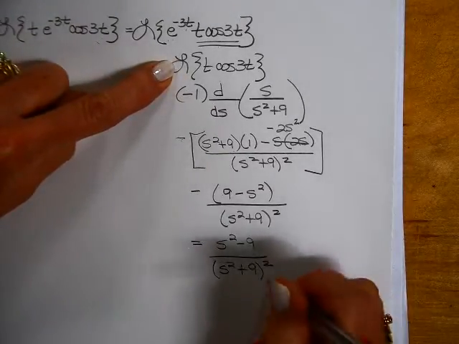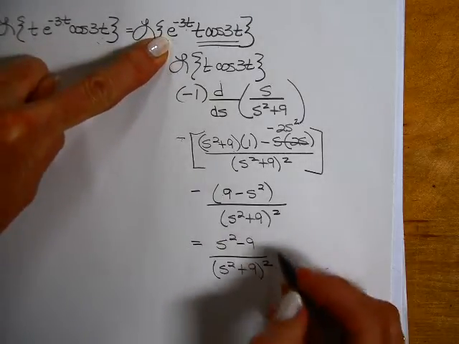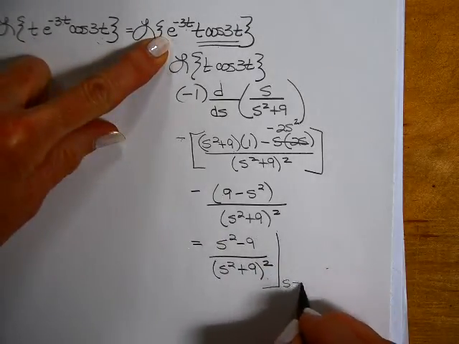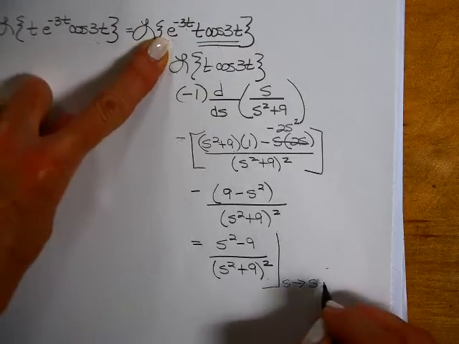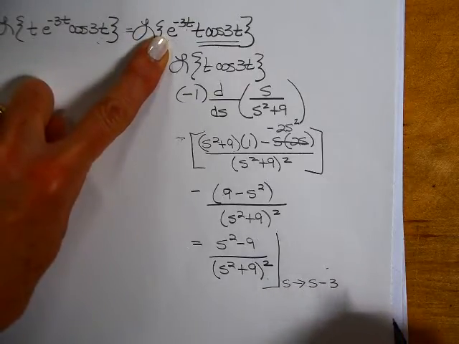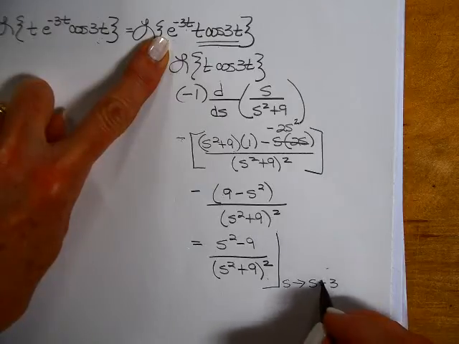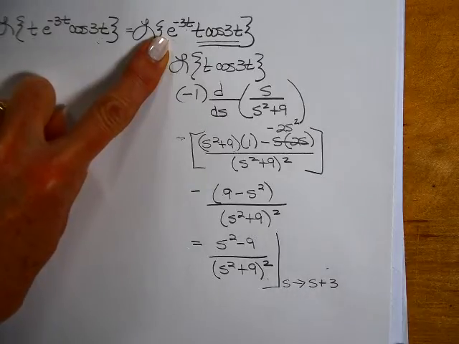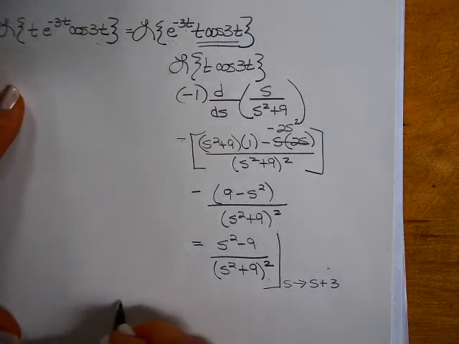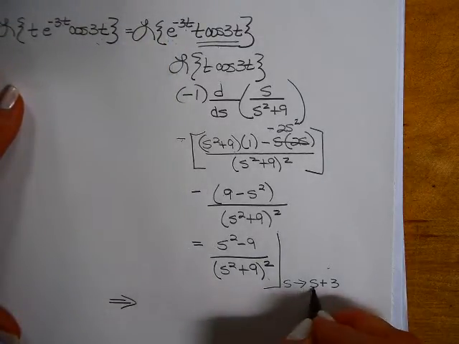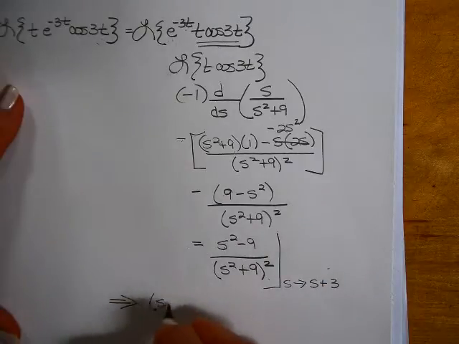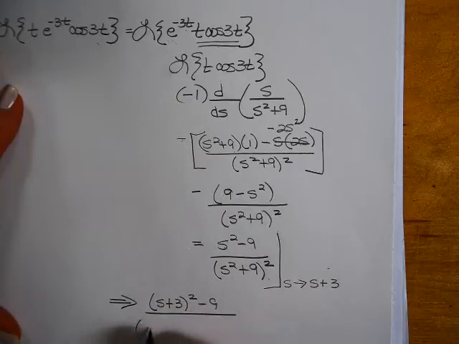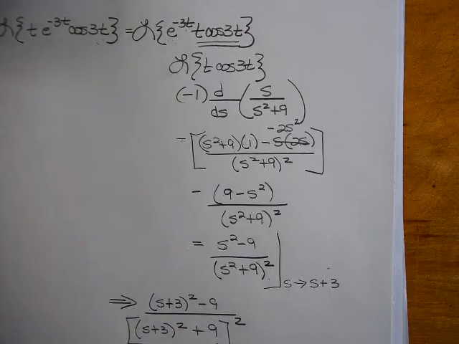That is the Laplace transform of this. With this e to the negative 3t, it shifts this answer from s to s plus 3. So the final answer for the whole thing is, everywhere I have an s, I put s plus 3. So I have s plus 3 squared minus 9, all over s plus 3 squared plus 9, and all of that is squared.